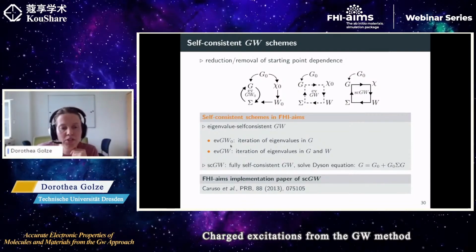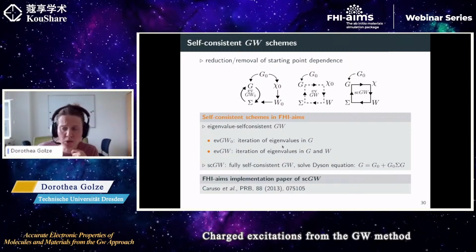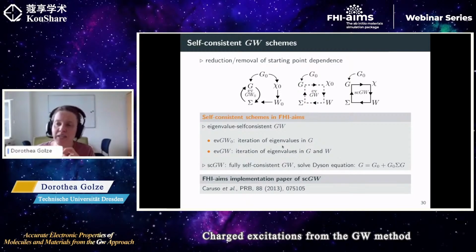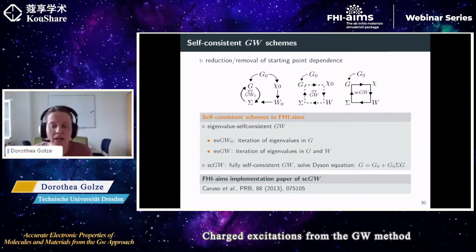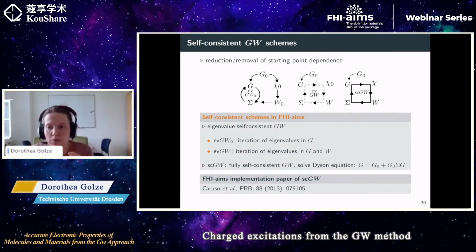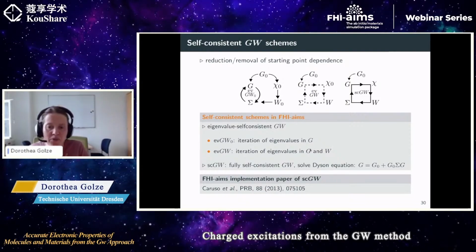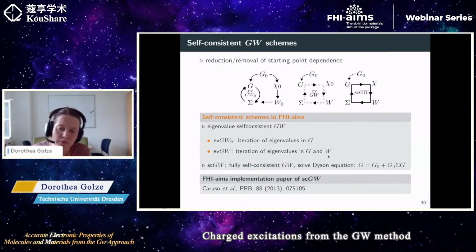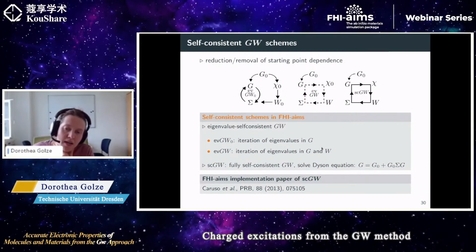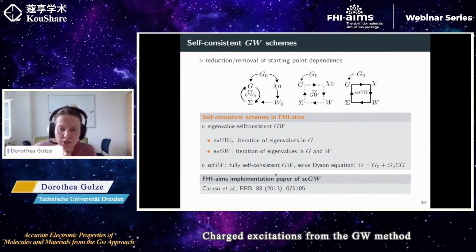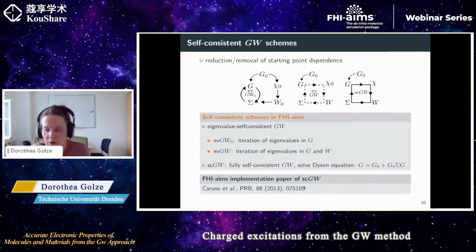That would be EV-GW0. You can also iterate the eigenvalues in W. That was not on the slides, but if you look in the implementation, you see that they also occur there. So you could also replace the eigenvalues in W. In my personal opinion, I would not recommend it because this often leads to under-screening. For the fully self-consistent GW, this is in this paper, by the way.